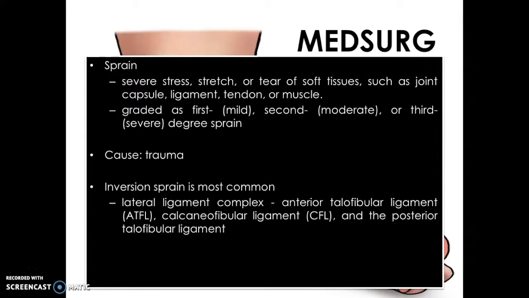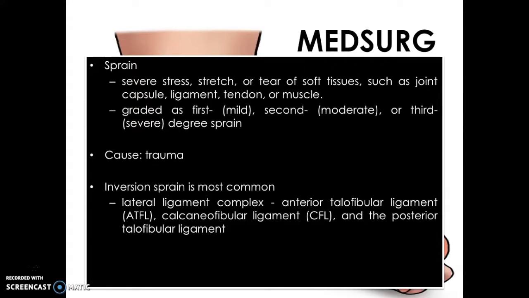So, a sprain is defined as the severe stress, stretch, or tear of soft tissue such as joint capsule, ligament, tendon, or muscle. They're usually graded as first, second, or third degree sprain, also commonly known as mild, moderate, or severe. Ankle sprains are usually caused by trauma wherein the ligaments of the ankle may be stressed or torn. The most common type is caused by an inversion stress trauma encountered in sports that require running or jumping, such as football, tennis, basketball, soccer, and gymnastics, and can result in a partial or complete tear of the lateral ligament complex.